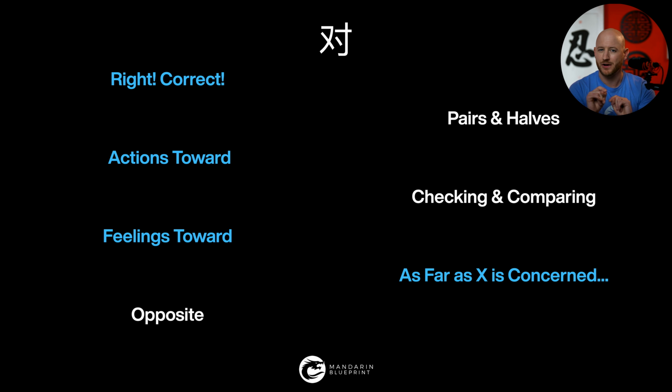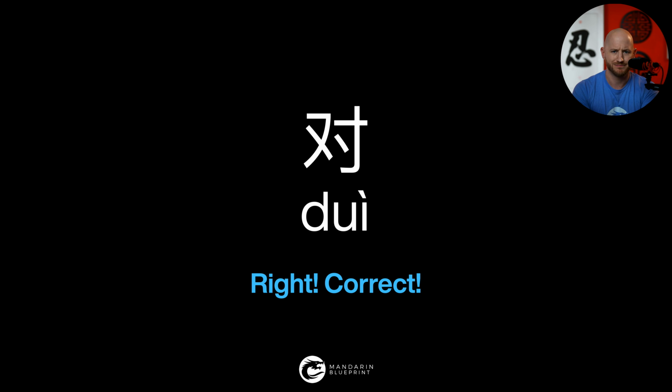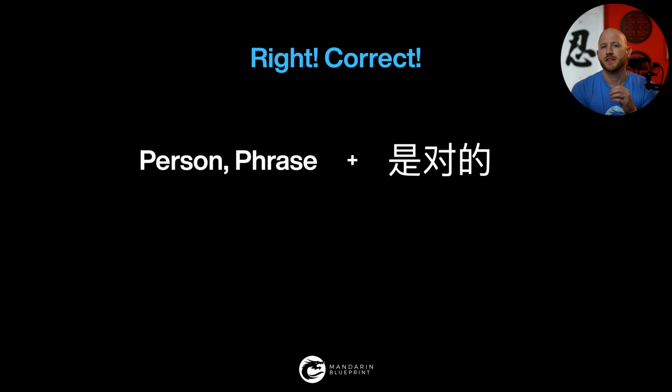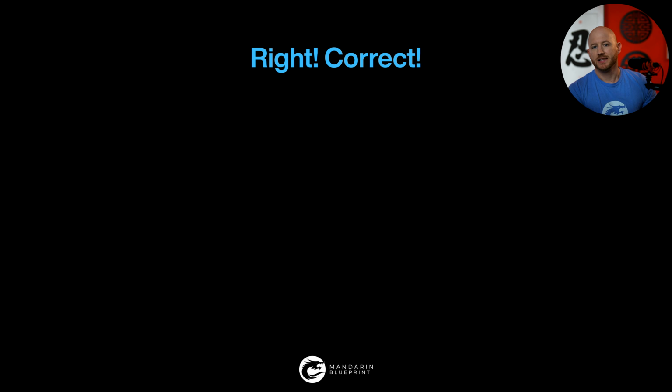So you got a lot on your plate today, but let's get started with the one that most people know. They know that dui means correct, that somebody is right. And whether it's validating a choice or reinforcing a point, this structure lets you affirm accuracy. So let's get into it. Now, the main way that you can think of this is that you have a person or a phrase, and then you have 是对的. This is a good way of saying someone or something is right. Simple, right? So let's give some examples.